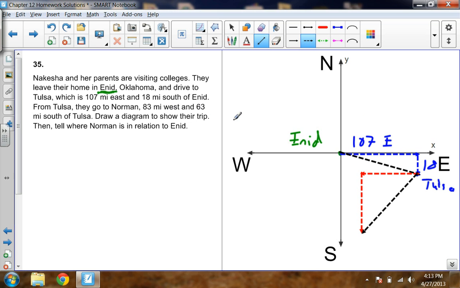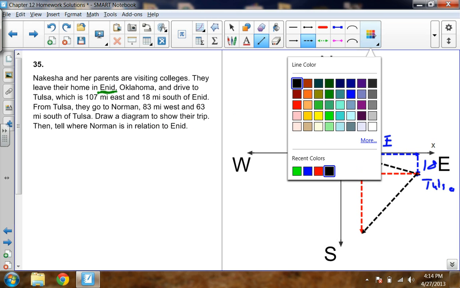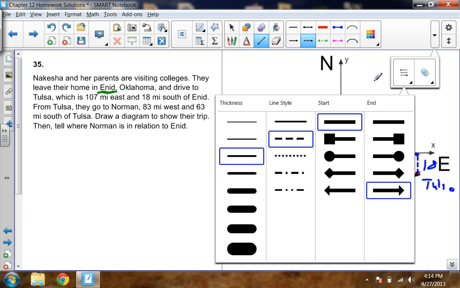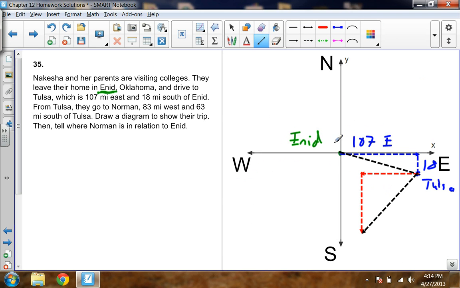Draw a diagram to show their trip, so that's kind of what I did. Then tell where Norman is in relation to Enid. So I don't think they want the trigonometric way as how we did with resultant vectors. But if I wanted to give a jump start on that, I would maybe draw a bigger black line resultant vector and saying that's actually how far away I am from Enid.